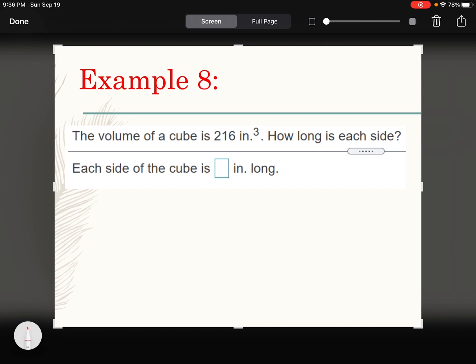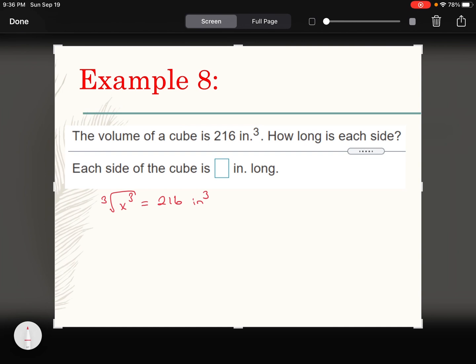The volume of a cube is 216 cubic inches. How long is each side? Each side of the cube is, let's say, x inches long. So remember the volume formula, if one side is x, volume is x cubed, and it is equal to 216 cubic inches. So guys, what cube gives us 216?